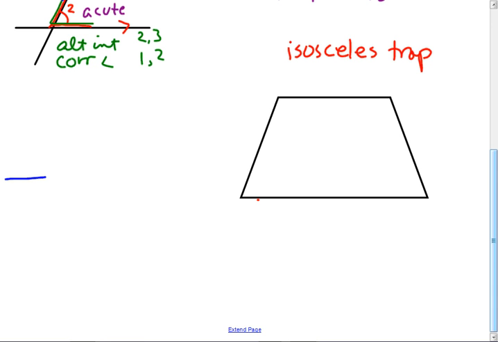Just like an isosceles triangle, these parts are called the legs. This is a leg and this is a leg. They're congruent. And this is base 1, and this is a base. So I'm going to call this B1 and we'll call that B2. So we have the upper base, we have the lower base. It doesn't matter which is which.